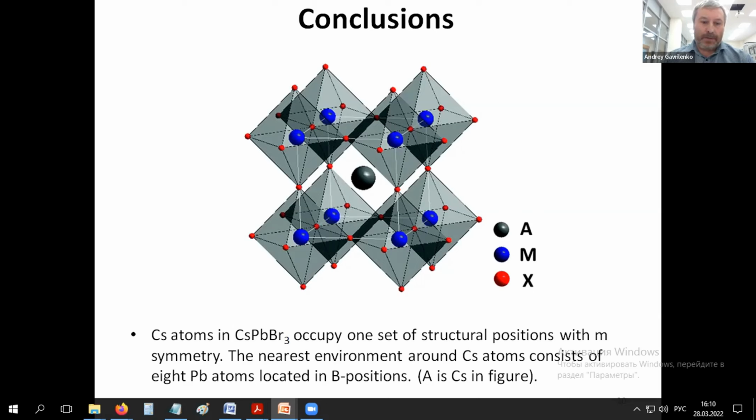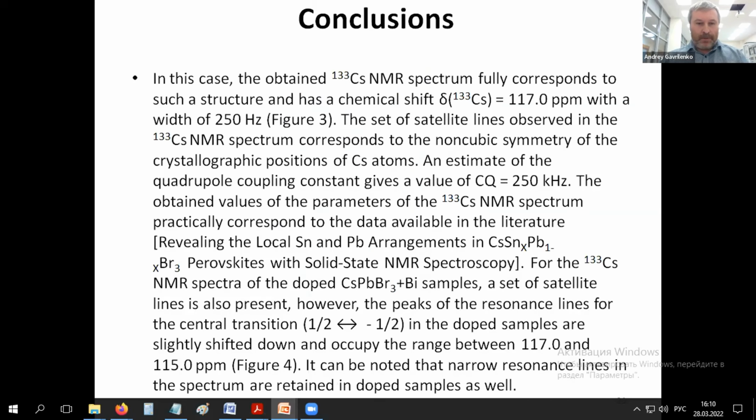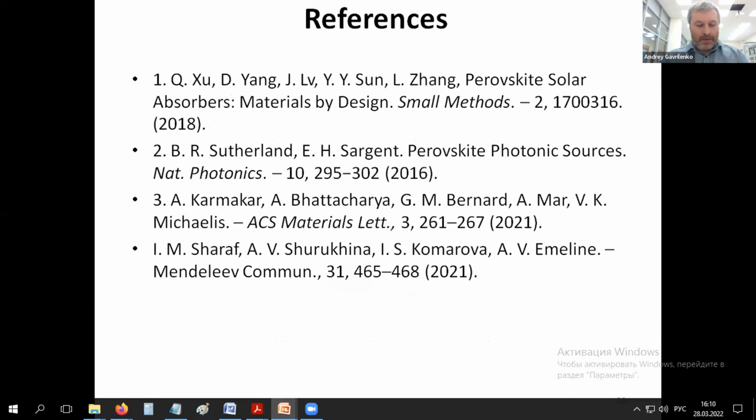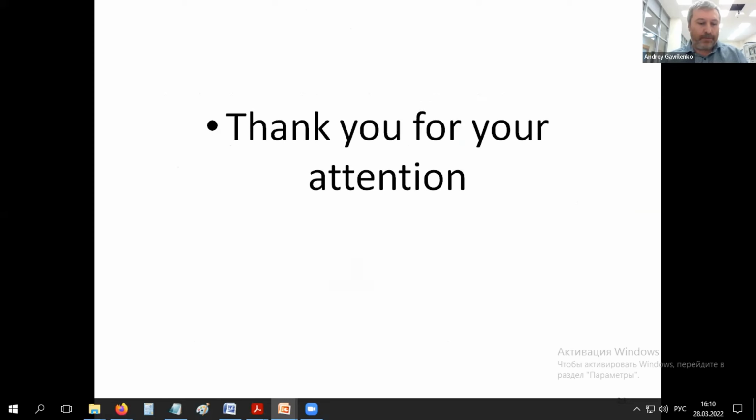Thus, the obtained results of studying the cesium NMR spectra of the CsPbBr3 plus bismuth system indicate the efficiency of the doping process with bismuth and indicate the regular entry of bismuth atoms into the crystal lattice of the CsPbBr3 compound. References to sources are presented on this slide. Thank you for your attention.